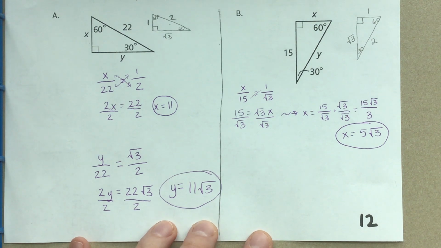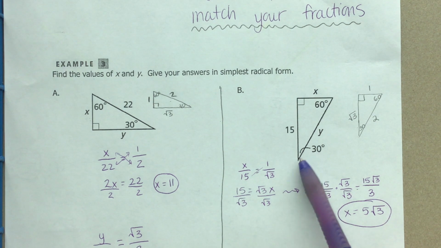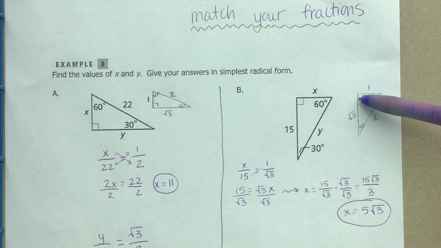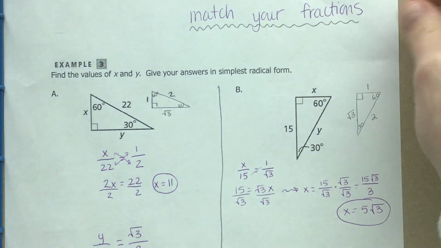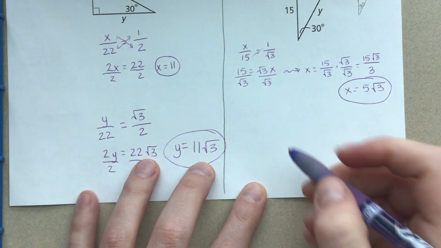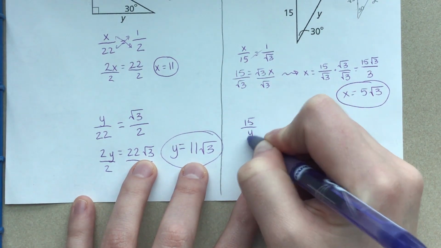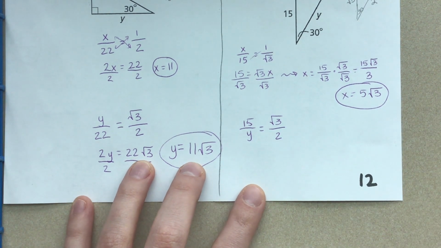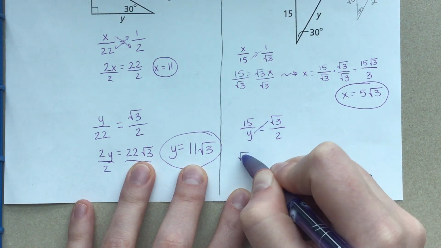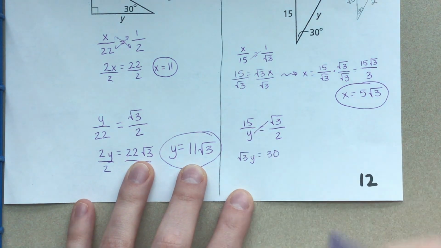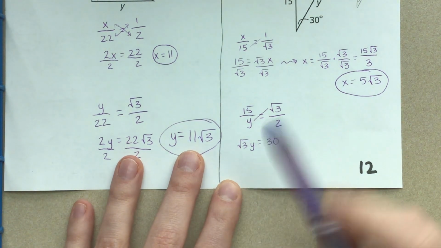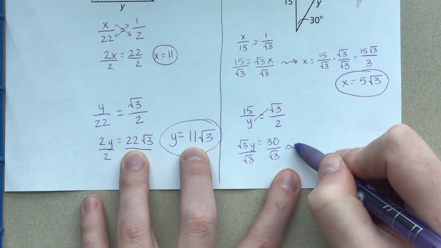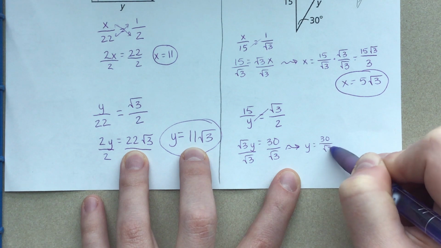Let's do that for the y side now. So I'm going to say 15 over y is equal to square root 3 over 2. Or long side over hypotenuse is equal to long leg over hypotenuse. So my proportion is 15 over y is equal to square root 3 over 2. Cross multiply. So this is getting me the square root 3 times y is equal to 30. I want to isolate the y, so I divide by the square root of 3 on both sides. And that's getting me y is equal to 30 over the square root of 3.